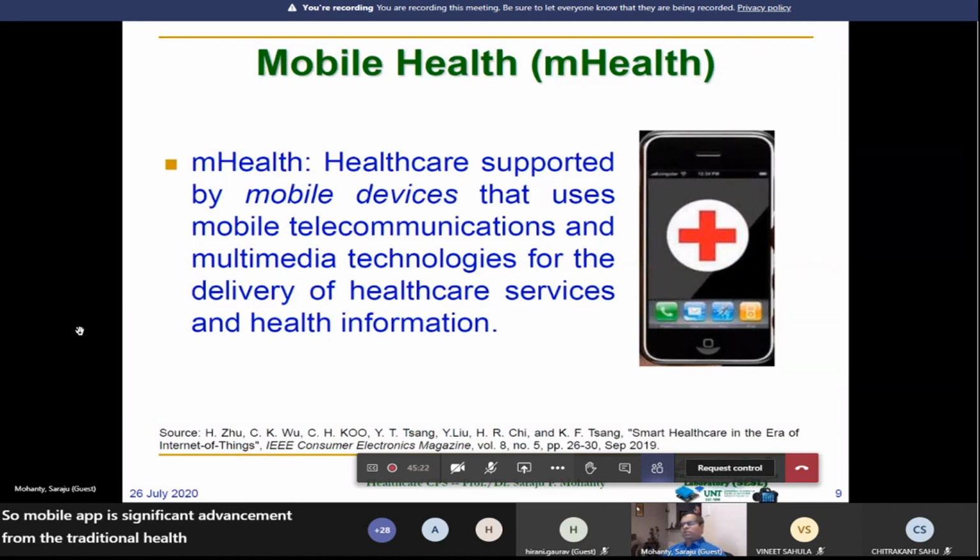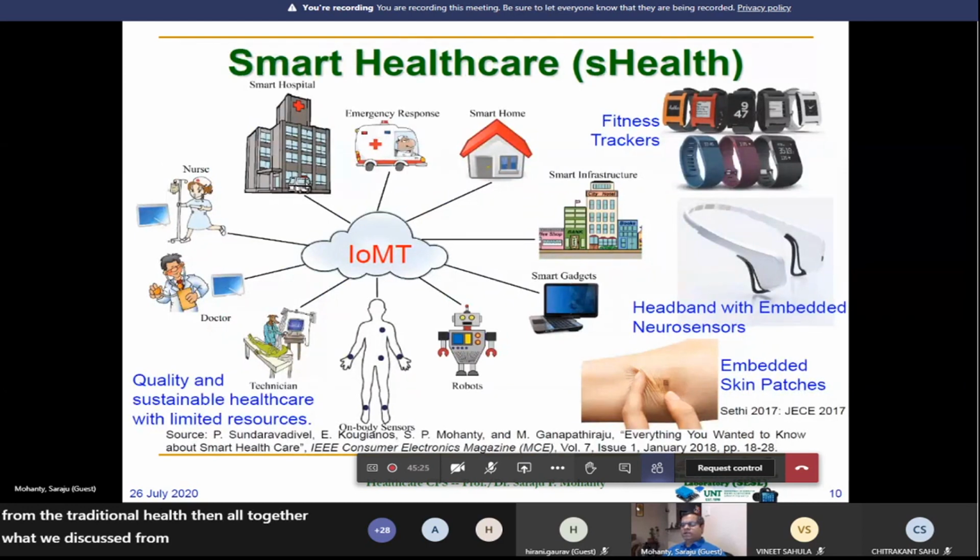Then altogether, what we discussed, from traditional telemedicine, connected health, electronic health, and mobile health, all together encompasses, and at the end, what we get is smart health, or S-health, as some people call it, smart healthcare. And smart healthcare is not necessarily just what we discussed, but in addition, a lot of sensors come into effect in the form of wearables and implantables. As a result, we get smart healthcare, which is a bigger umbrella covering connected health, mobile health, and all these things.